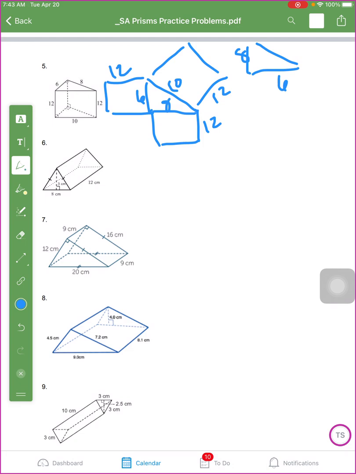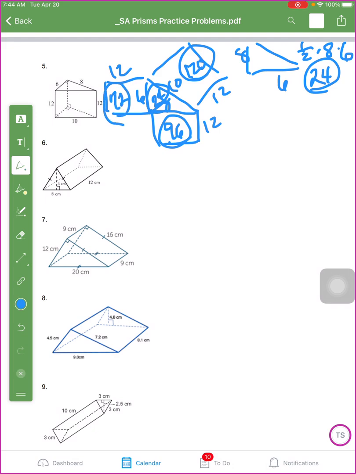To find the area of a triangle, we do 1/2 base times height. So we're going to do 1/2 times 8 times 6. Half of 8 is 4, and 4 times 6 is 24. Okay, so that's 1. Then we have another 24 in here. Then we have 10 times 12, so that's 120 right here. We have 8 times 12, which is 96 in here. And then we have 6 times 12, which is 72 in here.